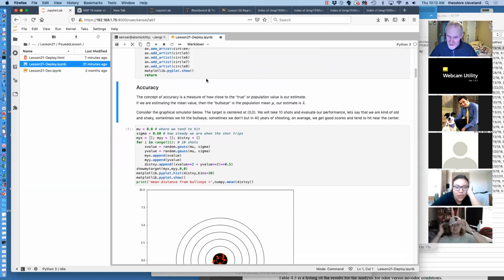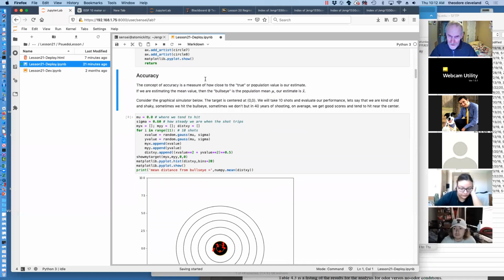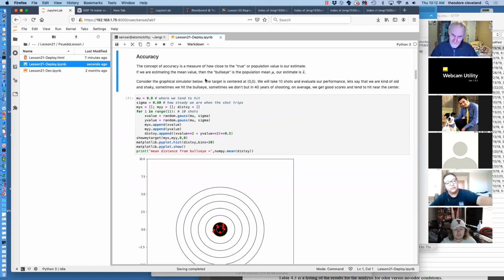So let's discuss the concept of accuracy in both Olympic 10-meter air pistol and in our statistics or engineering context. Accuracy is a word that we use to measure how close to the true or population value our estimate is. It's how close we are to the bullseye when we're shooting these Olympic air pistols at a target that looks somewhat like the figure on the screen.